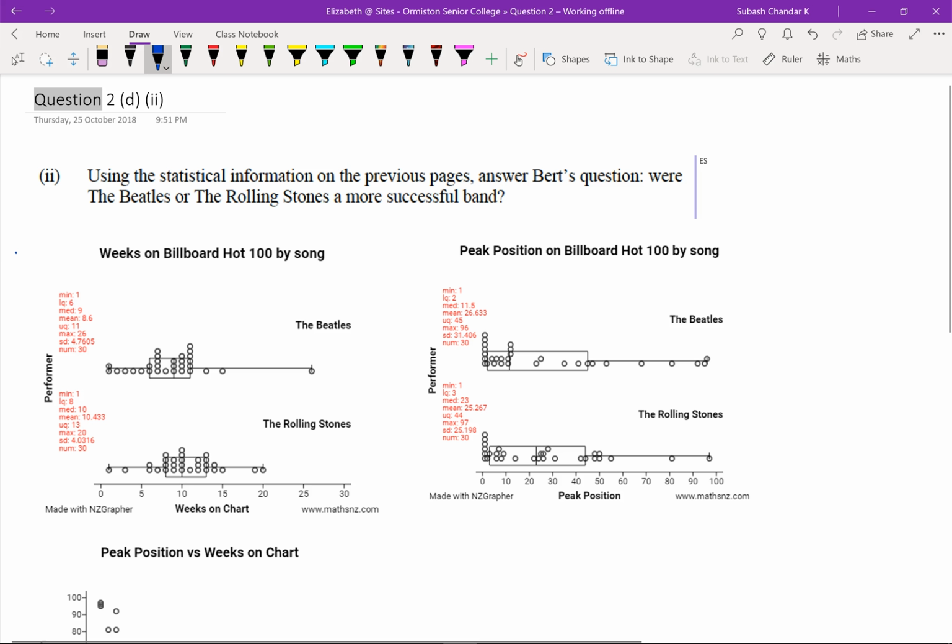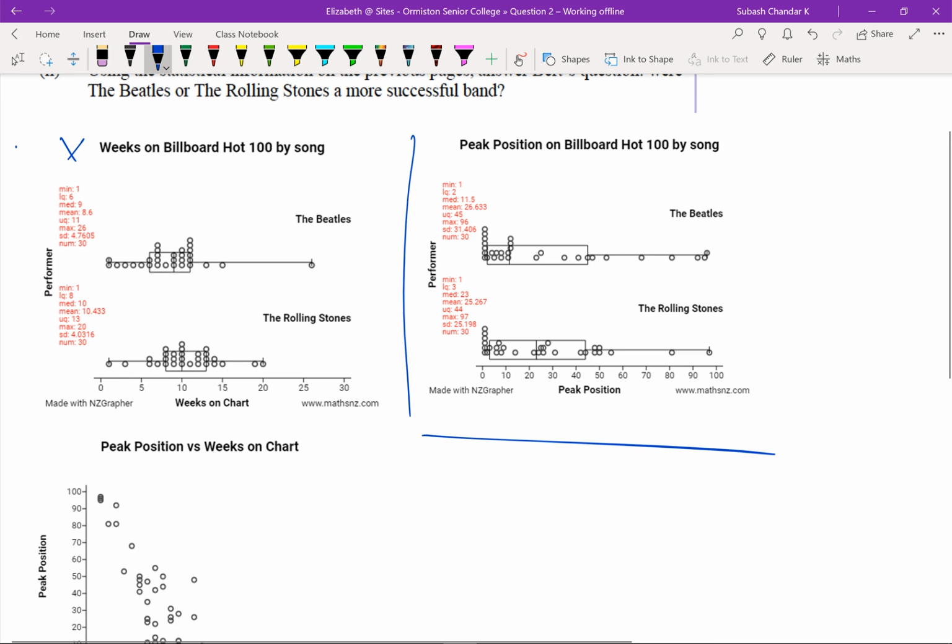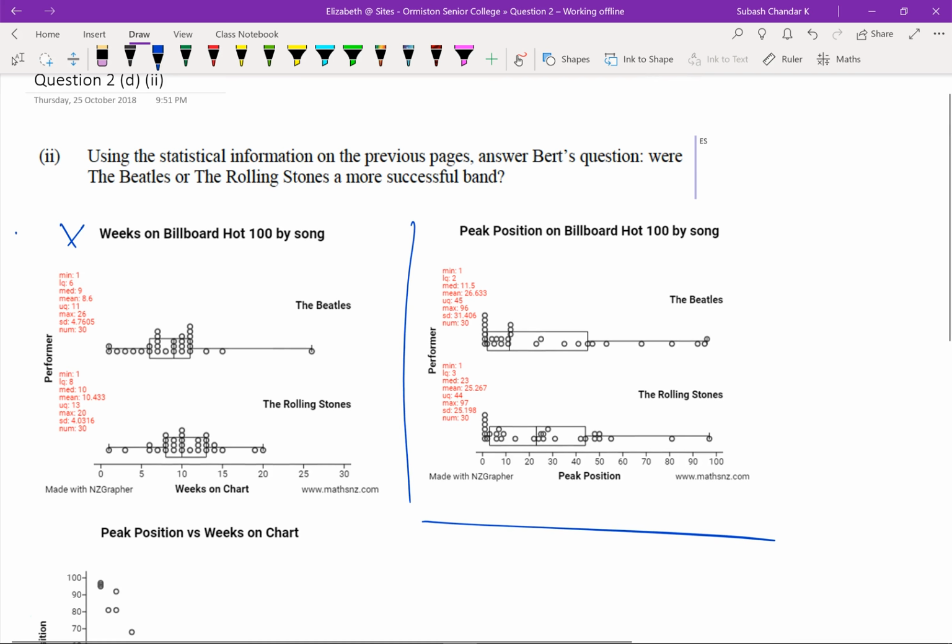So this first graph that we've got here is the number of weeks on the Billboard Hot 100, our first graph that we looked at. Then we've got the scatter graph that we looked at, and now we've got a third graph here. This is looking at the peak position on the charts, comparing the Beatles with the Rolling Stones. So the question is, were the Beatles or the Rolling Stones a more successful band?